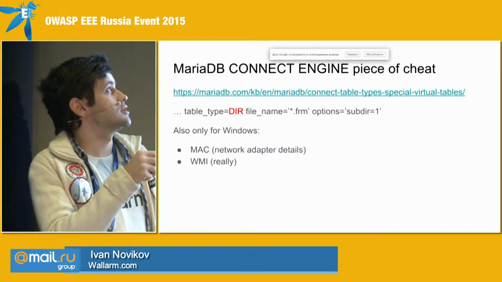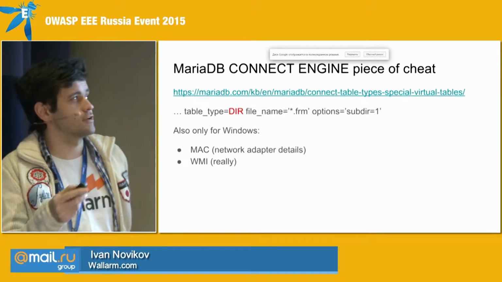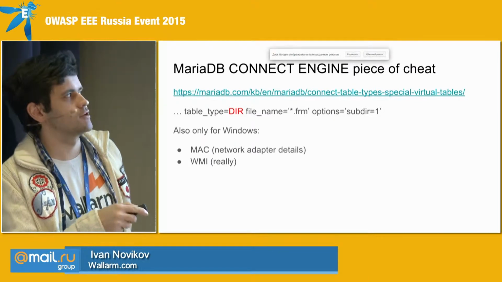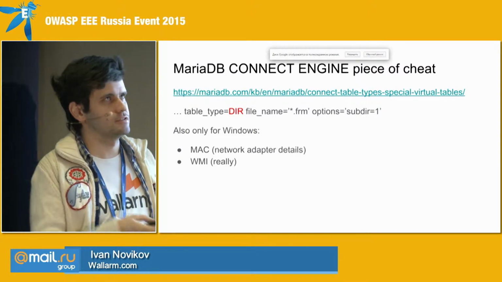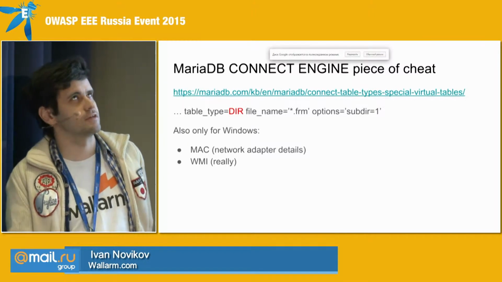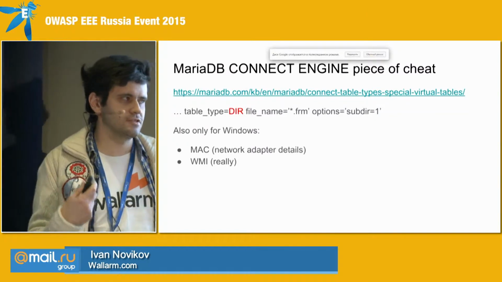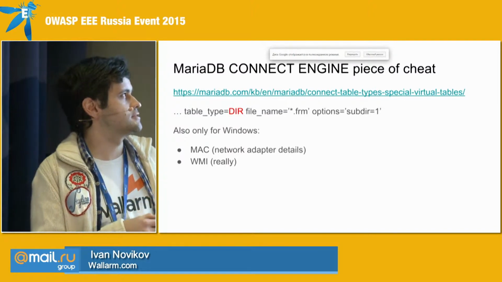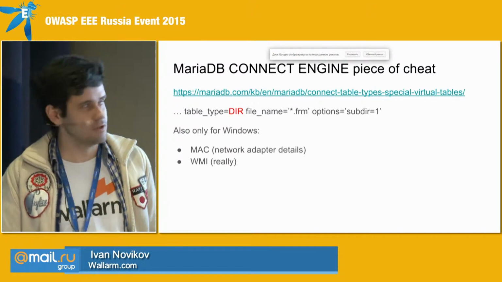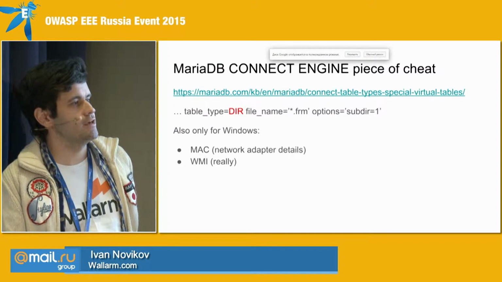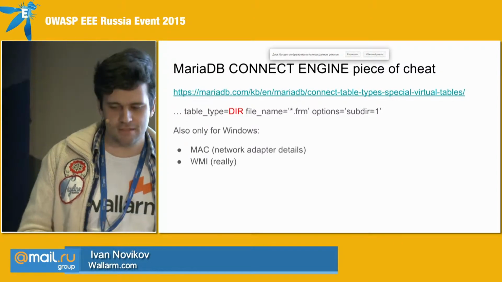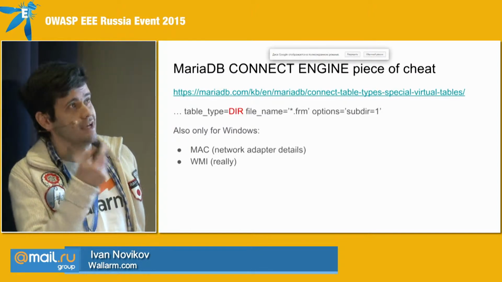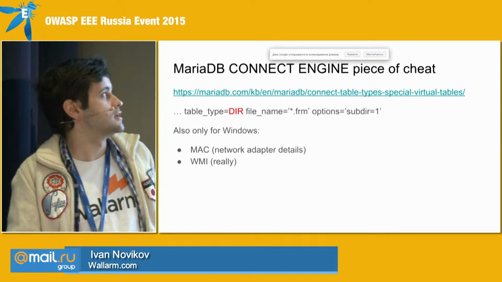MariaDB also provides a table type called MAC to retrieve different network adapter details, a really huge number of details. It's the number of adapters, IP addresses, gateways, IPv6 addresses, and a really huge amount of network information. And also WMI, it's really nice. You can call different WMI classes and find different data from that using SQL. It's really hard to understand, but it works.